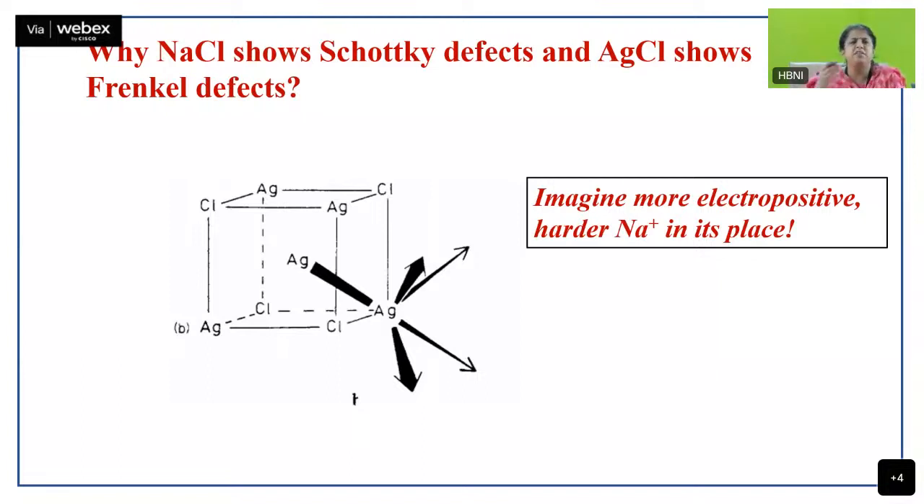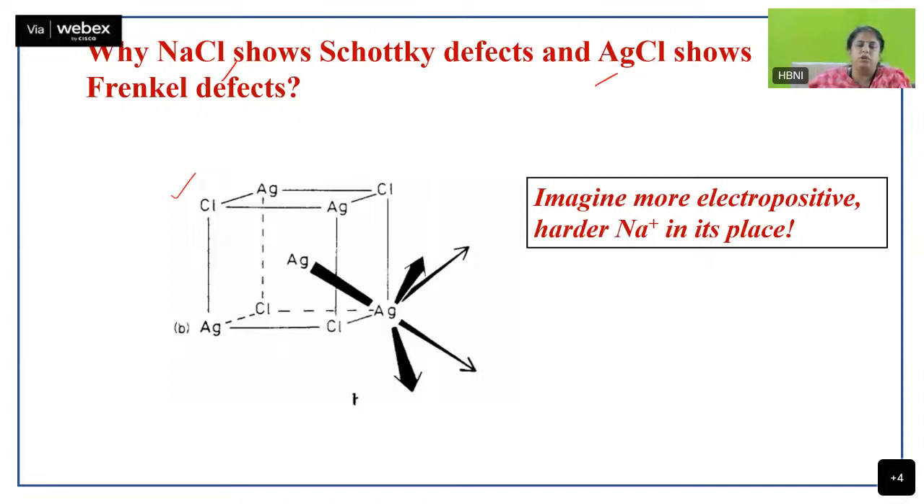Now there are many reasons why NaCl shows Schottky and AgCl shows Frenkel, but we can definitely talk about one simple reason in a schematic that would help you understand. Before that, remember both NaCl and AgCl have got rock salt structure, same structure but different defects. Now this is the section of your rock salt unit cell. Why do I say section? Because this is not the complete unit cell.